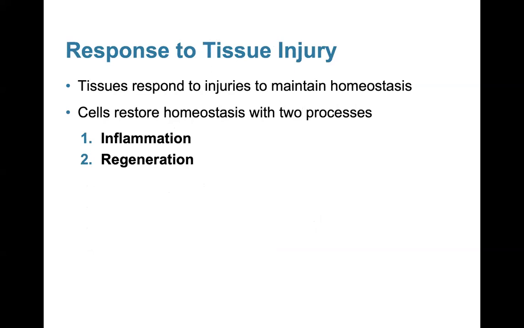Obviously, tissue can be damaged. Not all tissue can be repaired. Tissues respond to injuries and maintain homeostasis by restoring to homeostasis by 2 mechanisms. That of inflammation, to bring white blood cells to help clean up the area and potential infections that may have entered, and then regeneration of the tissue.